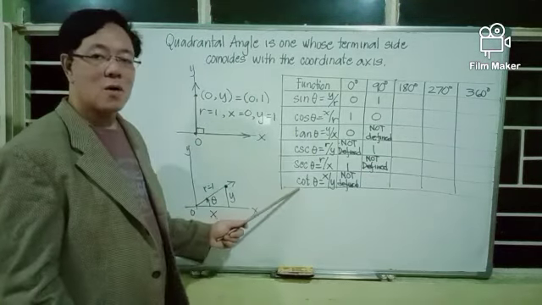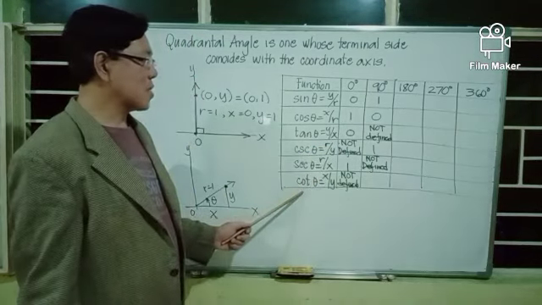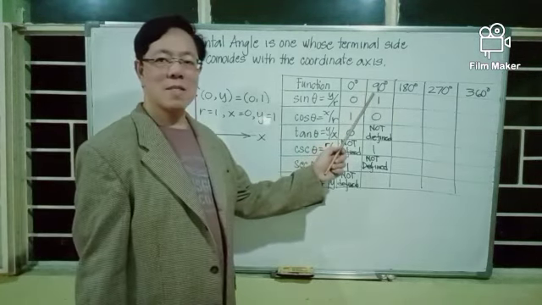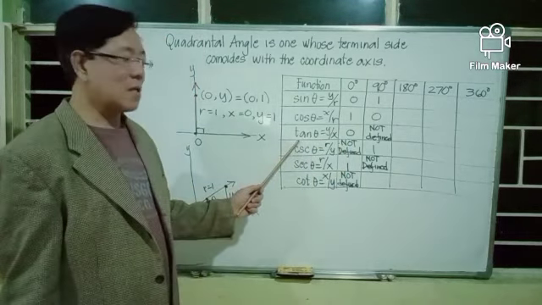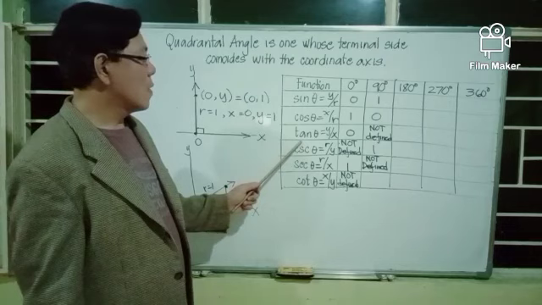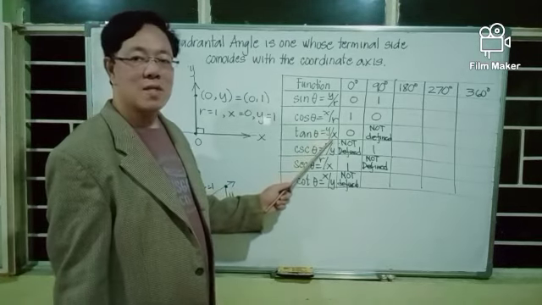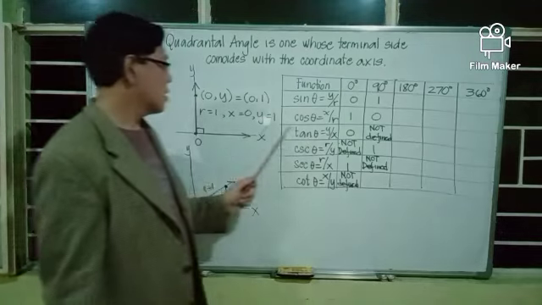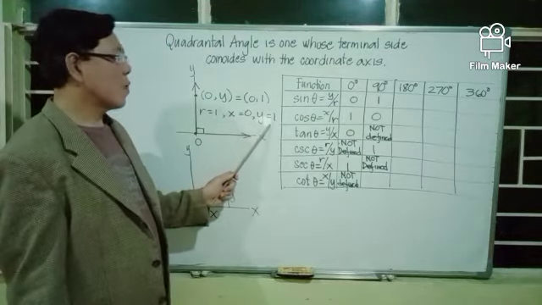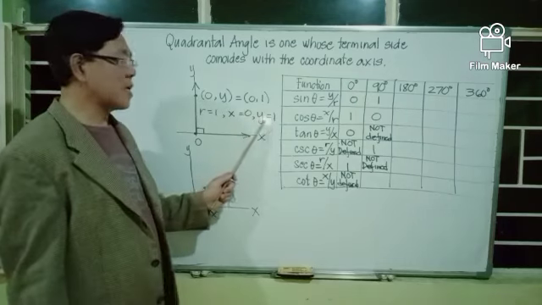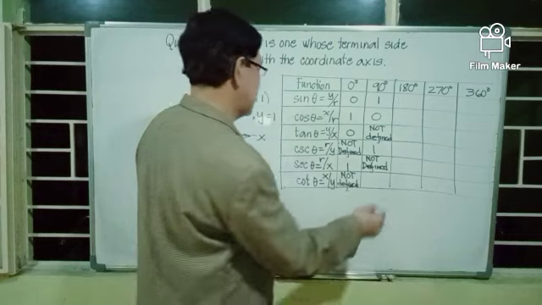Finally, we find the cotangent of 90 degrees. The value of cotangent of 90 degrees is the reciprocal of the value of tangent of 90 degrees, or the reciprocal of y over x, which is x over y. X is 0 and y is 1. 0 divided by 1 is 0.